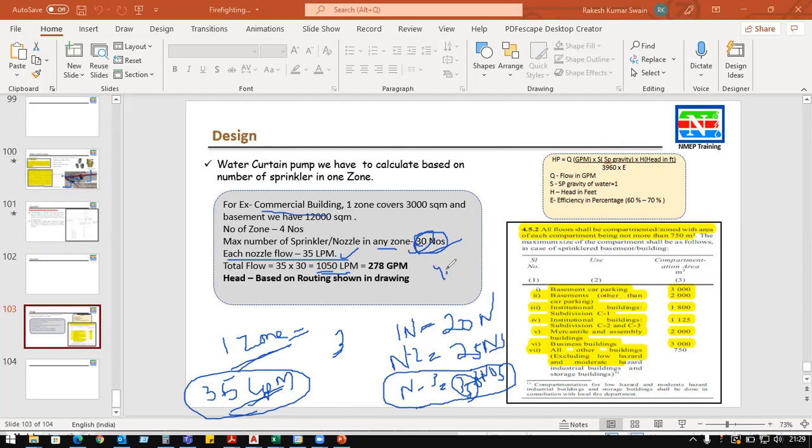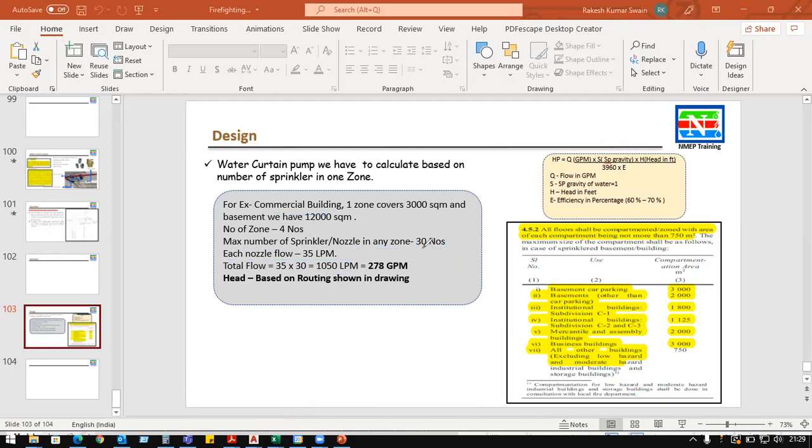You can go for 40, 50. Is there any standard? No, you have to maintain the distance 2.5. So you got the flow. Once you got the flow and the specific gravity of water, you have to calculate the head. Head, how will you calculate? Pump head, Dilip? I will calculate pump head.